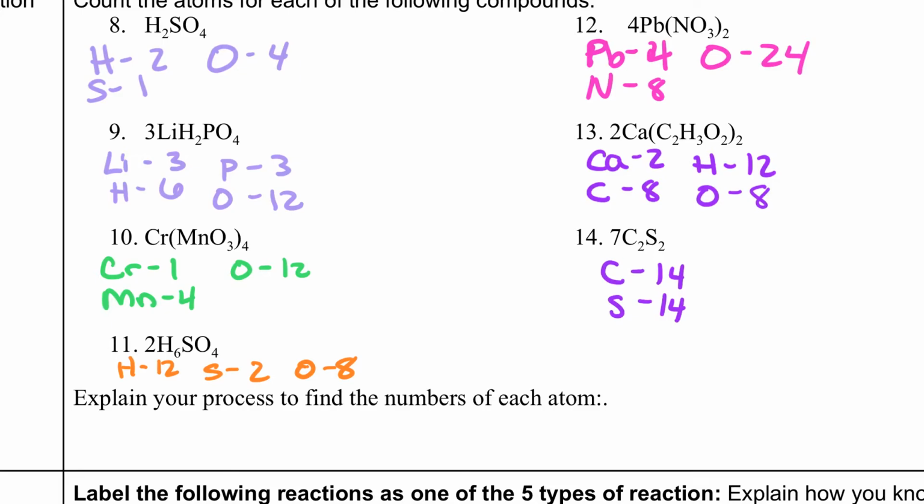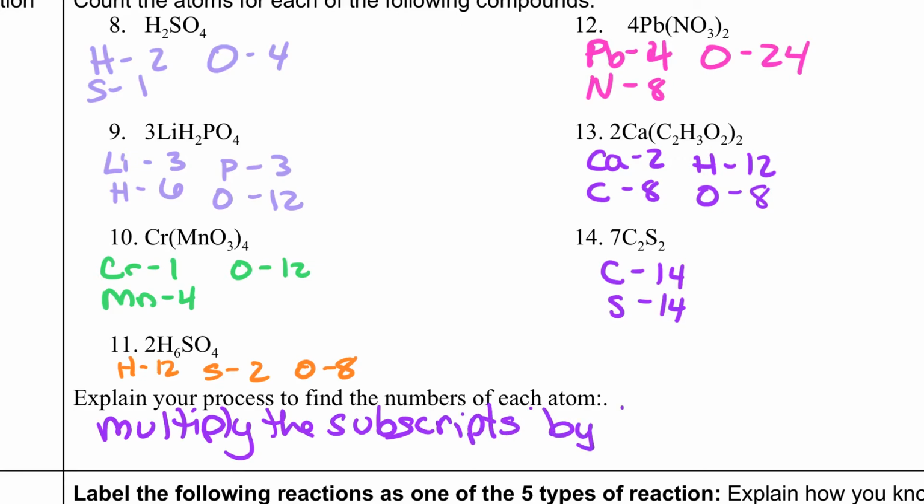So the process you use to find the number of each atom is I multiply the subscript by the coefficient.